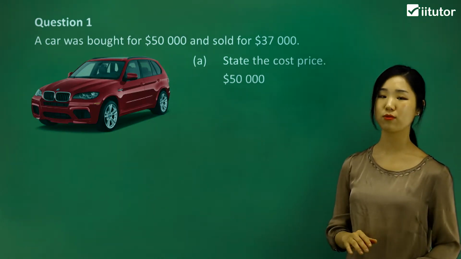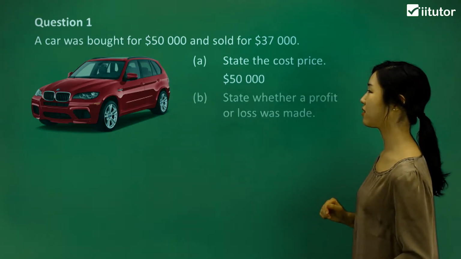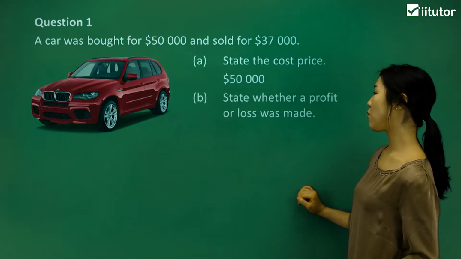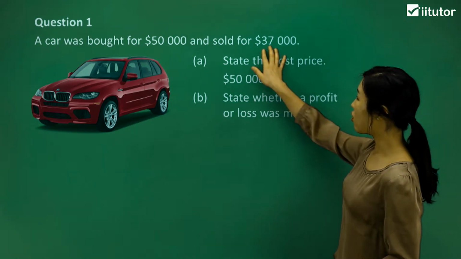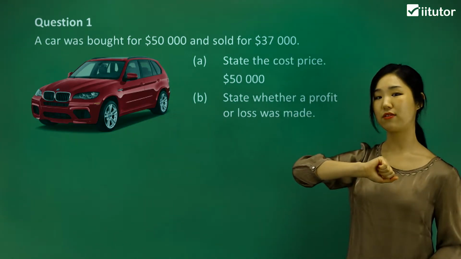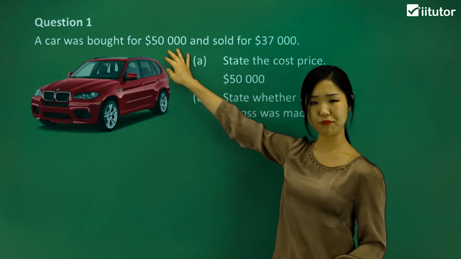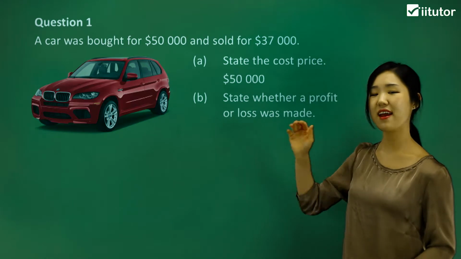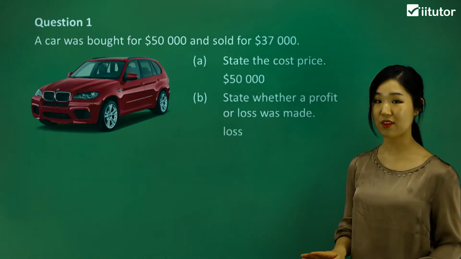Okay guys, and that is all. So basically stating from what the question gives you. Very simple question. Now B is asking us to state whether a profit or loss was made. Now, look at what we sold it for. We sold it for $37,000. Is $37,000 less than or more than $50,000? It's obviously less than, isn't it? It's less than what we bought it for, so in that case we make a loss. That is all you need to state.